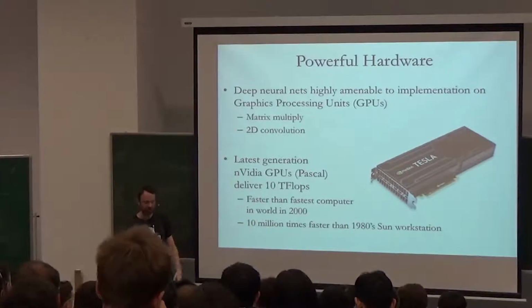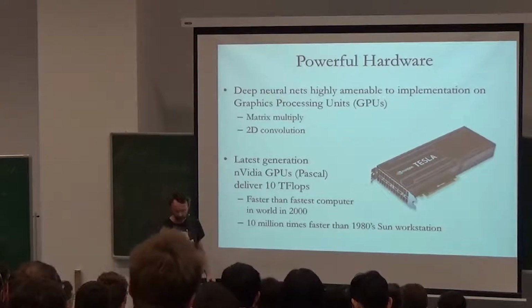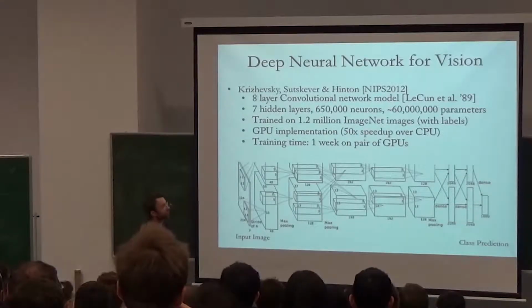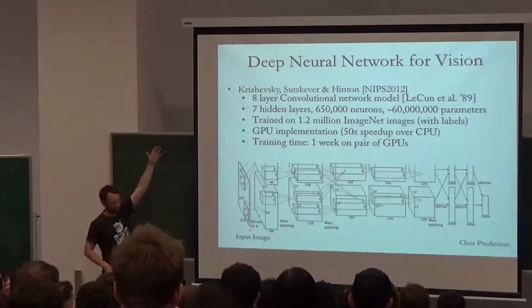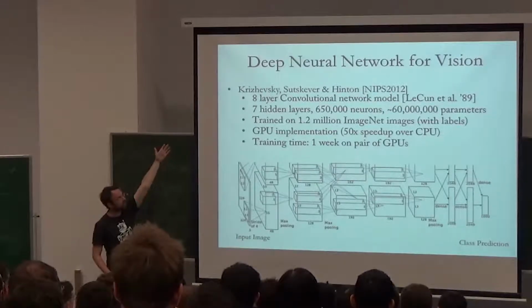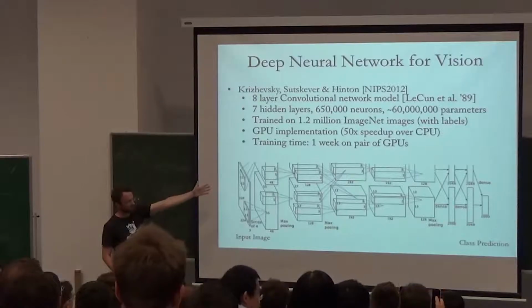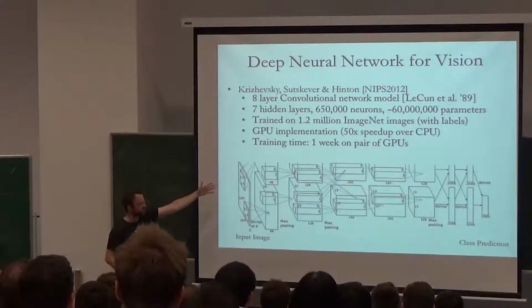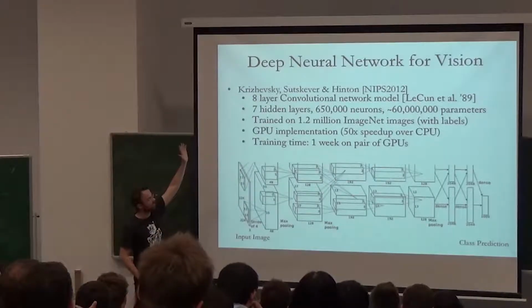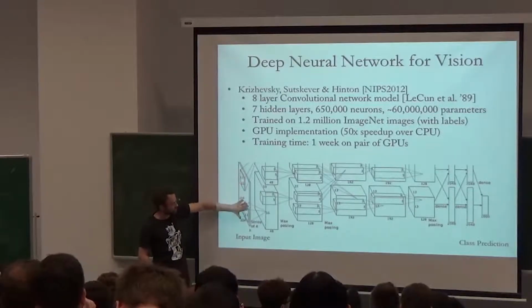And that means you can have these massive models. This is an example of one, a particularly famous one, from some students in Geoff Hinton's group, Alex Krizhevsky and Ilya Sutskever. This was a type of convolutional neural net. Again, we'll look at the details of this in due course. But basically, it's got 8 layers. This is the input image that's presented here.